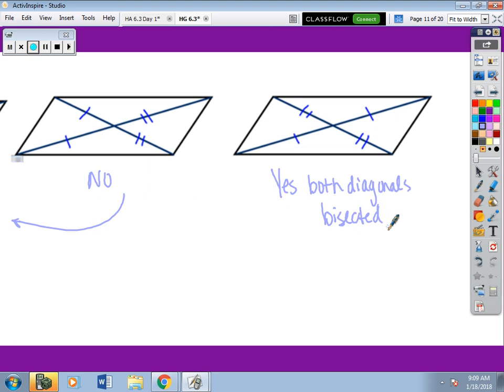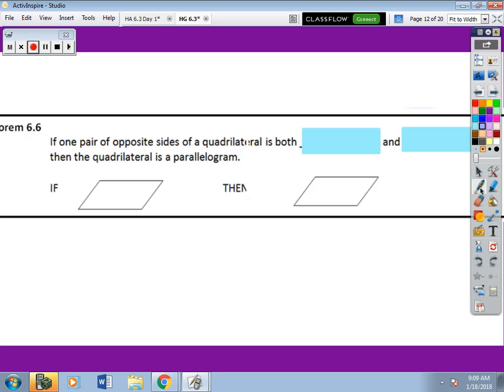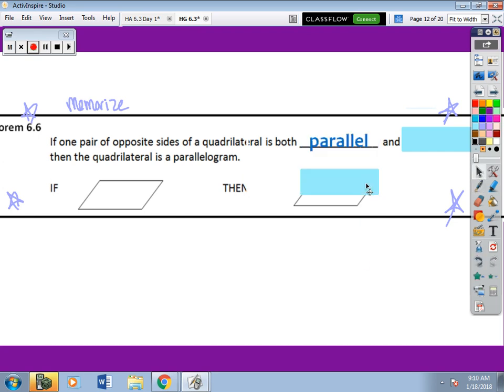All right, now the next theorem is the most important theorem because this is a new one from today. You want to memorize this one. This is one that a lot of you will forget. Therefore, you will tell me that it is not a parallelogram when it should be. So this one says, if one pair of opposite sides of a quadrilateral are both parallel and congruent, then it is a parallelogram.